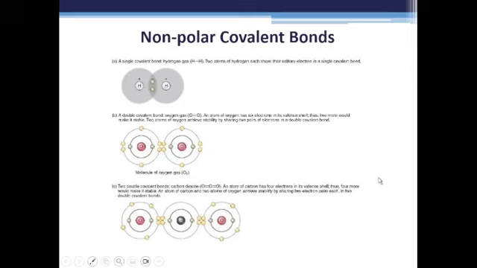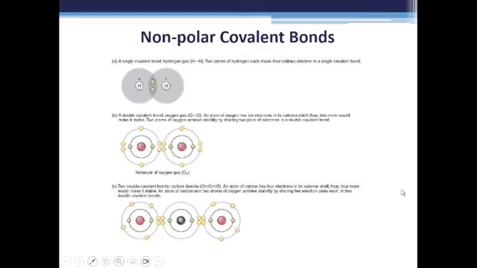So let's talk about nonpolar covalent bonds. A nonpolar covalent bond occurs when electrons are shared equally between the atoms. So the electrons are evenly distributed, so it has no partial charges, which makes the molecule nonpolar. So when we say nonpolar, no positive or negative end.